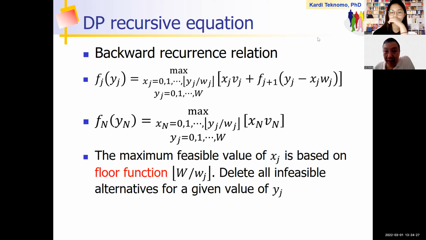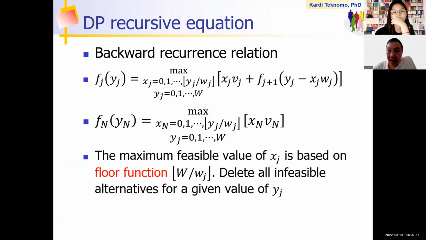At the end, Fn is this. In the earlier shortest path, that was minimized. In this case, you want to maximize. What do you want to maximize? You want to maximize in each decision, xn times vn. In this case, n is 3, right? And this is the floor function. The x is between 0 until yj divided by wj. Yeah, this is the floor function. And then the recursive formula is above.